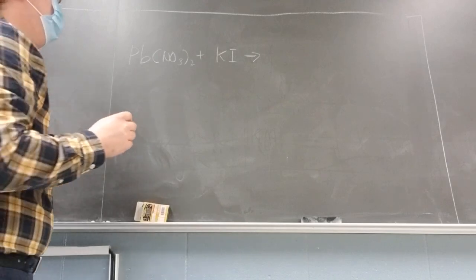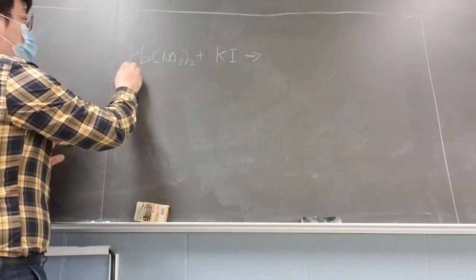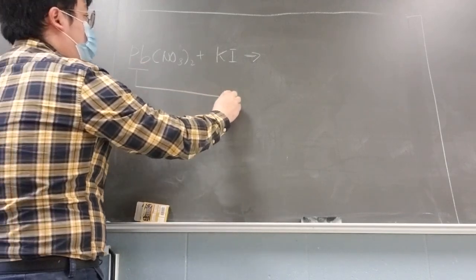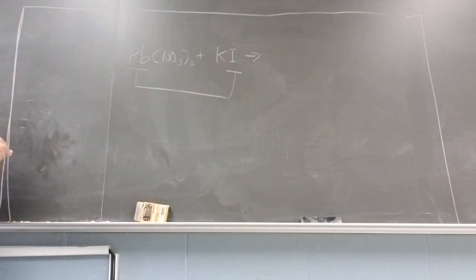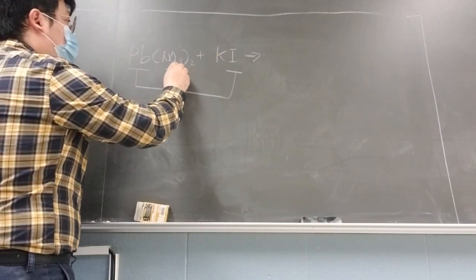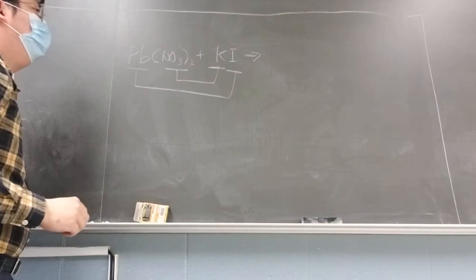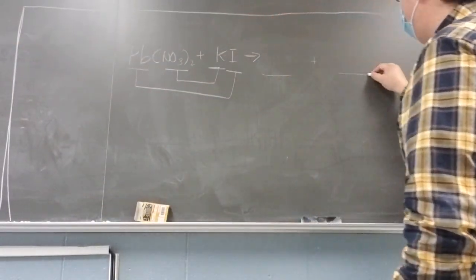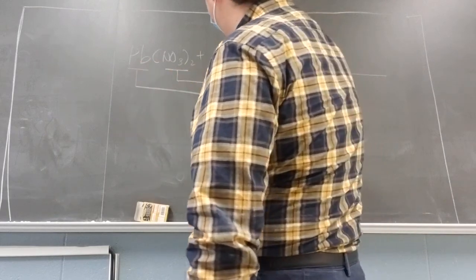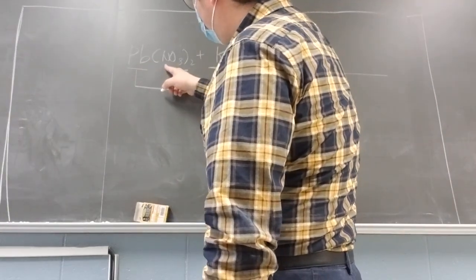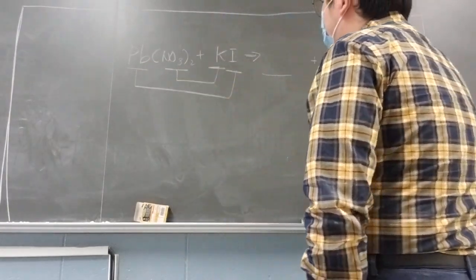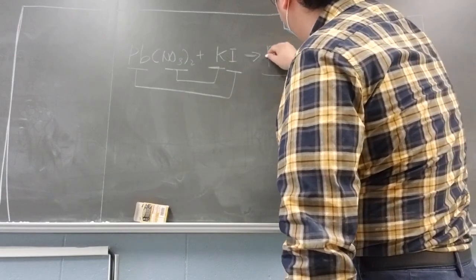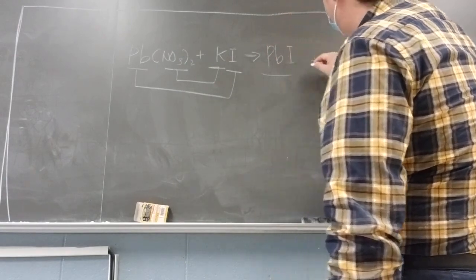So first thing you need to do, once again, you're going to do double displacement. These two, you can have this and this combination, so you can have a new product on the other side. That will make this one lead iodide, and then you have potassium nitrate here. So I'm going to just write it this way.